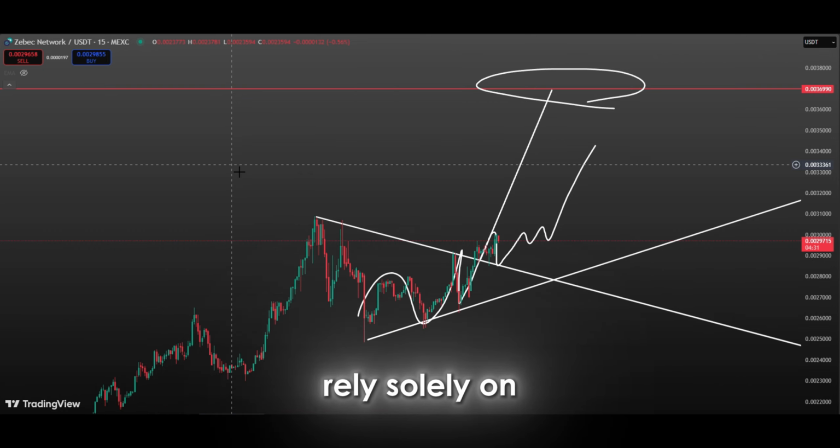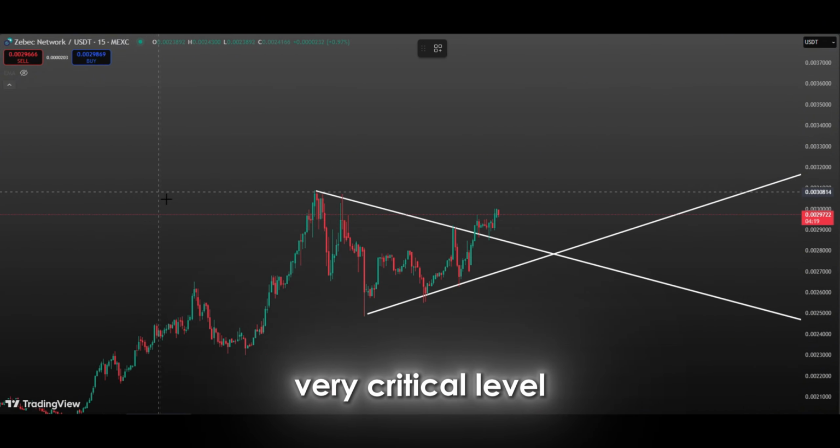But we can't rely solely on the pennant for analysis. Let's take a look at other metrics as well. Stay tuned. The chart has currently reached a very critical level.